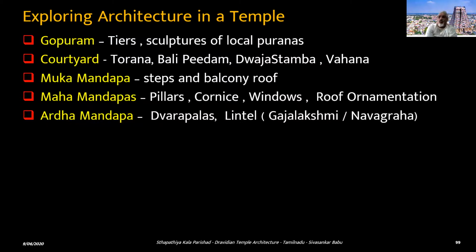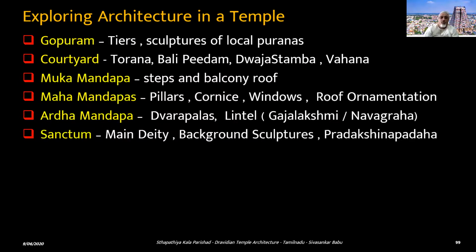When you come to Ardhamandapa, before we start praying, you can see the Dwarapalakas, what type of style, what indication, what kind of weapons they have. On the lintel, there will be Gajalakshmi, Navagraha. And on top of it, there will be Bodhikas in trees. You start observing all these things.